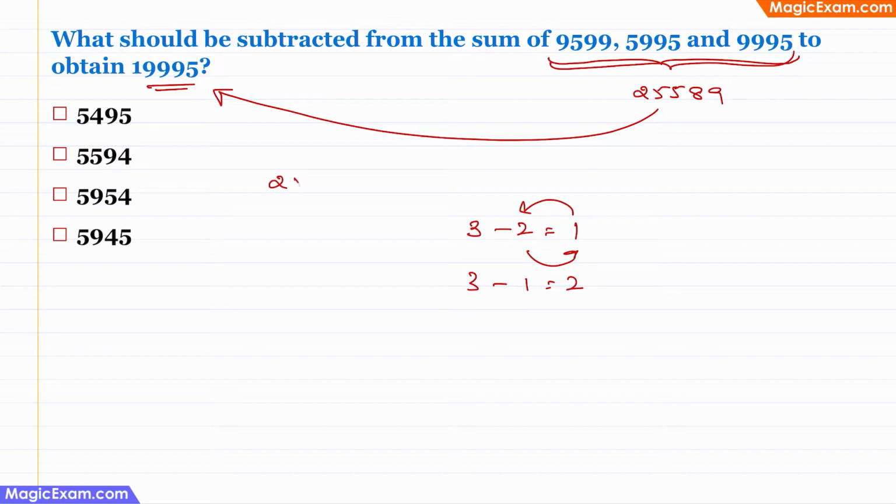So 25589 minus 1995, and the answer is 4, 9, 5 and 5. So 5594 is the correct answer.